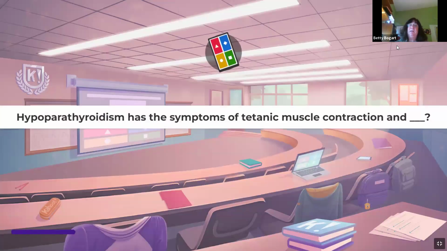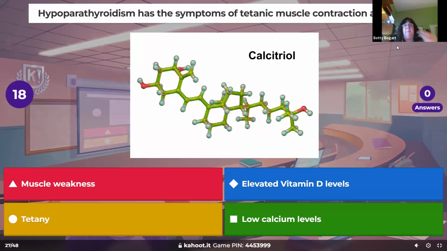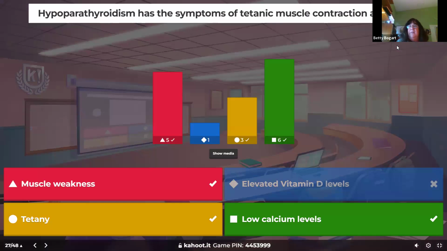A multi. Hypoparathyroidism has the symptoms of tetanic muscle contractions and blank. Well, whenever you talk about muscle and contractions, two of your electrolytes you need to think about are calcium and magnesium, always, okay? The parathyroid has nothing to do with the regular thyroid and those hormones. So the parathyroid regulates the calcium in the body. Too much, too little creates different things. So not enough, your muscles are going to be weak. They're not contracting, right? And of course, low calcium levels.